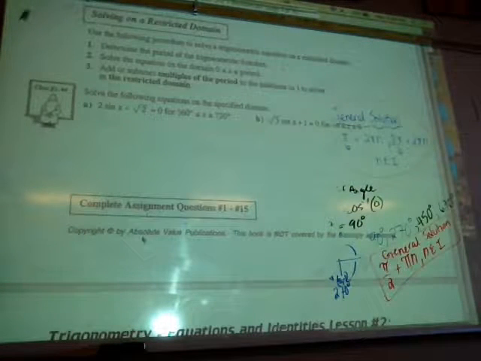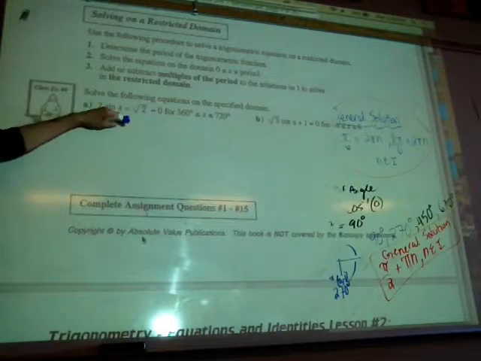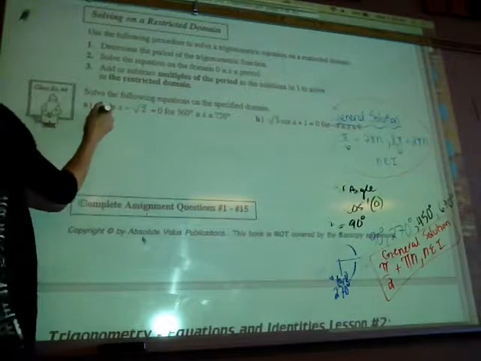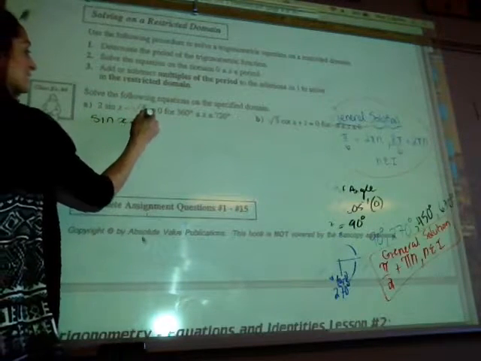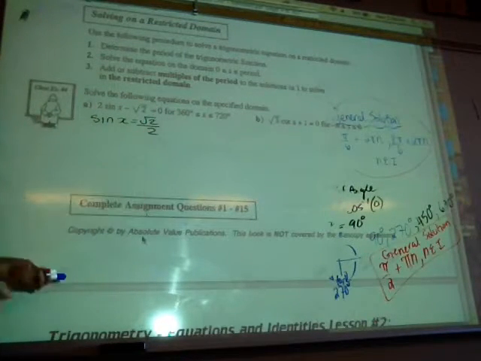Okay, so we have 2 sine x minus the square root of 2 equals 0. First step. Jared, Xander, not paying attention, are you? What's the first step? Well, you want to isolate the trig ratio. So we have sine x equals the square root of 2 over 2.